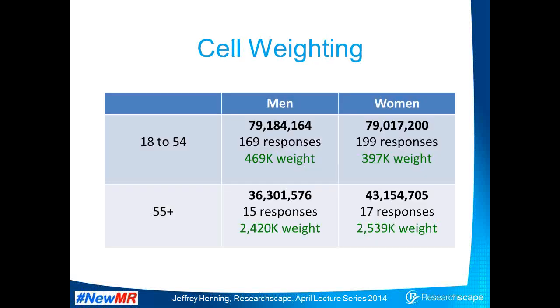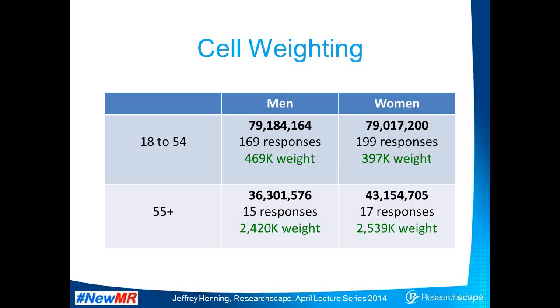So cell weighting is, we're going to take a very simple example. We're going to divide our survey respondents into men and women and into 18 to 54 and 55 plus. So those are our four cells that we're going to look at. Now, a lot of cell weighting studies will have between 4 and 8 cells, are the ones that I've reviewed.